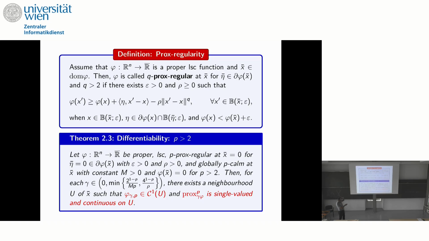But in order to show the case that I have P bigger than 2, I need to make a restriction. Unfortunately, for the class of prox-regular functions, I cannot do that. So we define Q prox-regular, which means that the definition is the same as what we have. But here I have a power Q when Q is strictly bigger than 2. Okay, in this case, if I have this property and gamma is restricted to this interval, then I can show that my function is C1, prox is single valued on some special area.